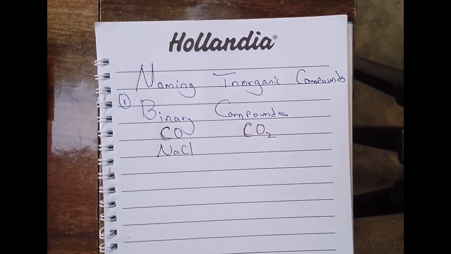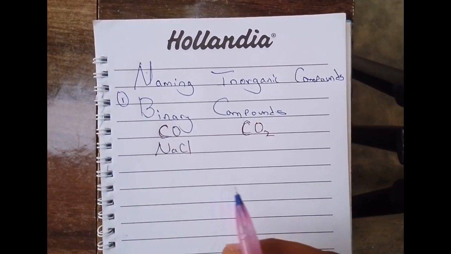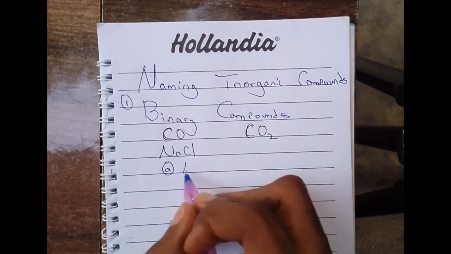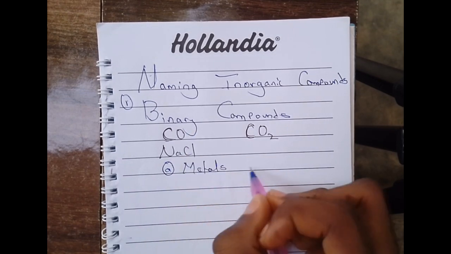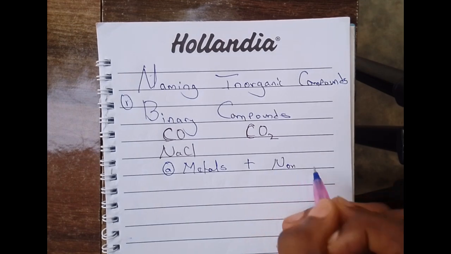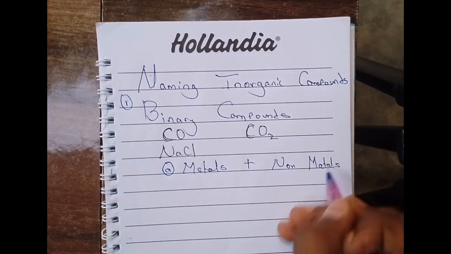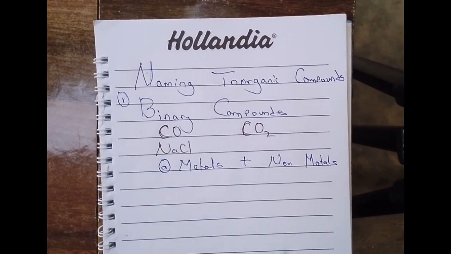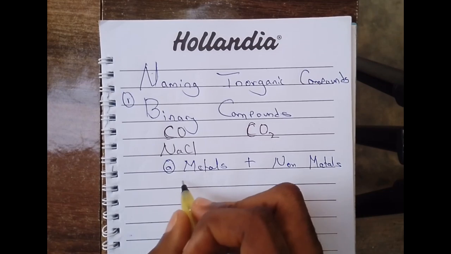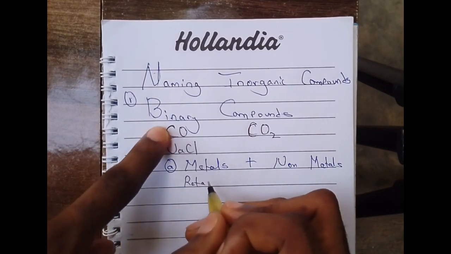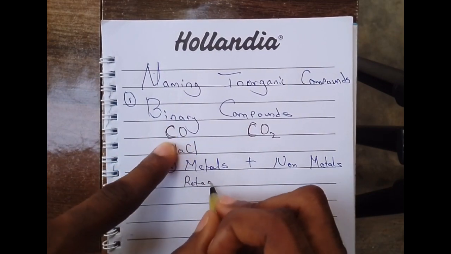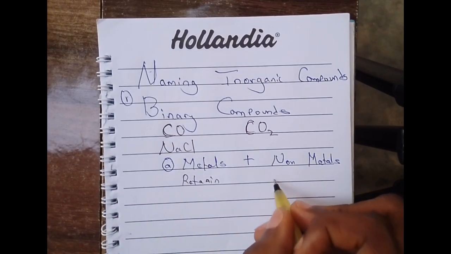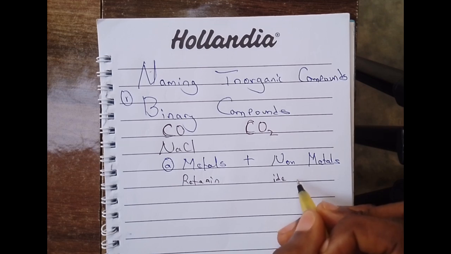So binary compounds are also subdivided into two. Let's make the first one A: binary compounds that have metals plus non-metals. Now, naming a binary compound, if you have a metal and a non-metal, the metal will retain its name. That means if you're naming a compound like CO, the C will retain its name, but of course C is not a metal in this case. So the metal will retain its name, while IDE will be added to the ending of the non-metal.